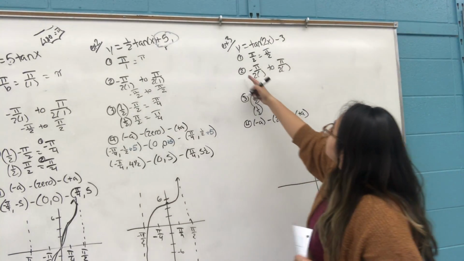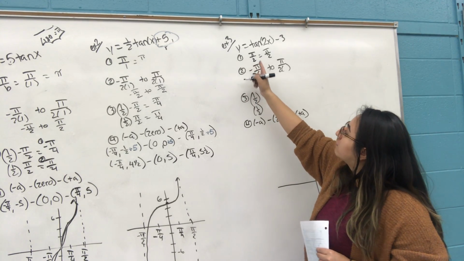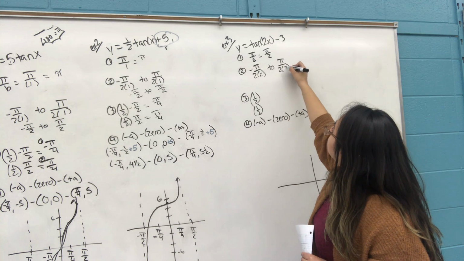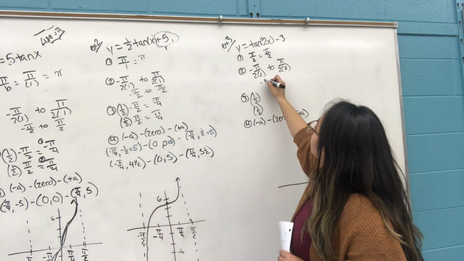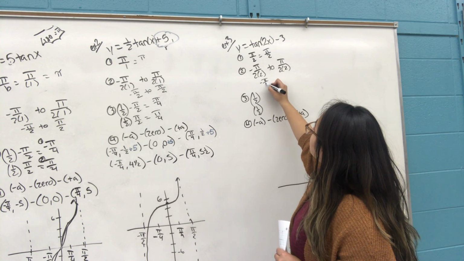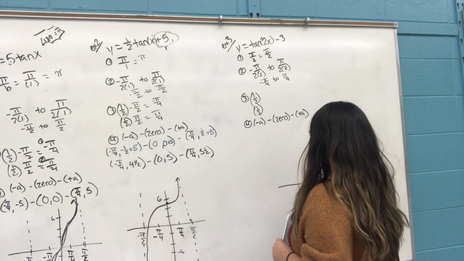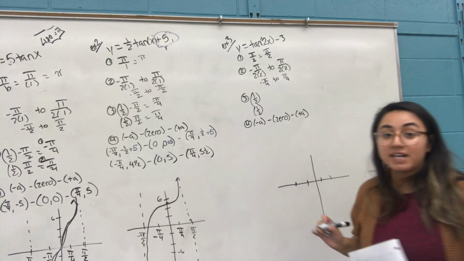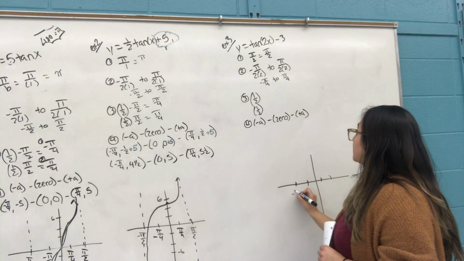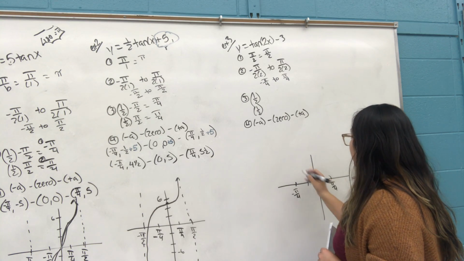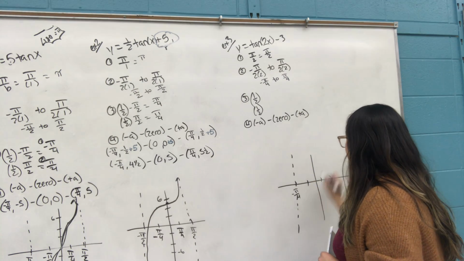And let's do 2. So remember, it's negative π over 2 times b. Now we got 2 times 2, the 2 times 2. So now my new asymptotes are negative π over 4 to positive π over 4. So always draw 2 lines to the left side, 2 lines to the right side. My left side, negative π over 4, positive π over 4, asymptotes.